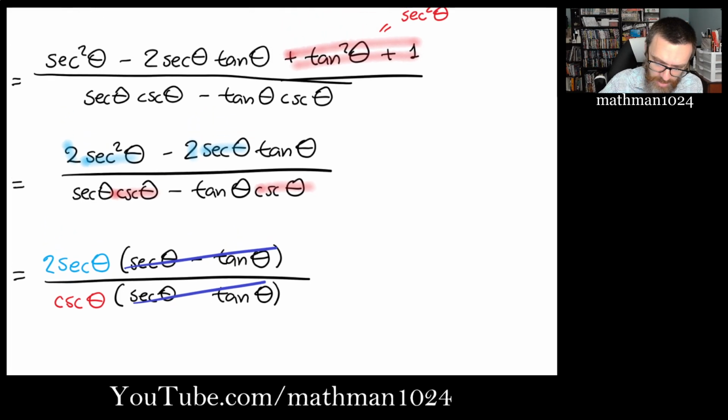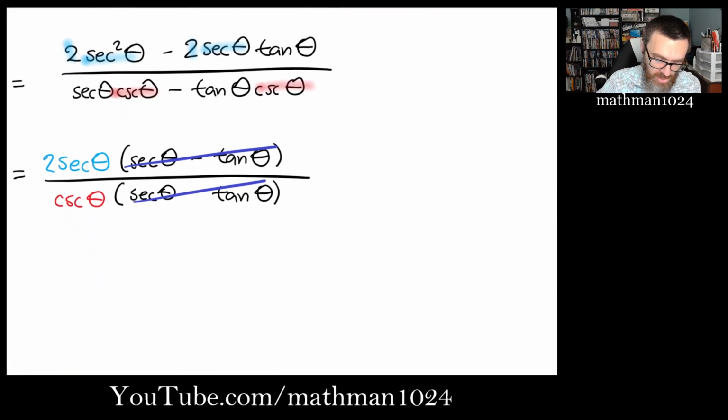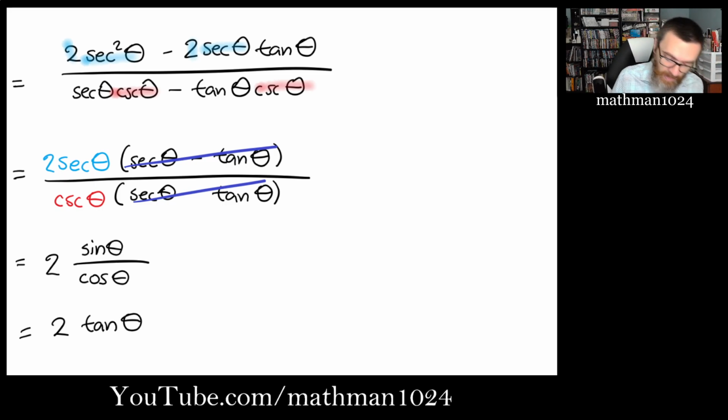Now keep in mind where we're supposed to be. We're supposed to end up with a tangent on the right side. So we can get there because we've got the 2. Remember that secant is going to be the reciprocal of cosine, so it puts cosine in the denominator. Cosecant is the reciprocal of sine, so it puts sine in the numerator now. And there you have it, 2 times the tangent of theta. That's exactly what we were trying to find, and we're done.